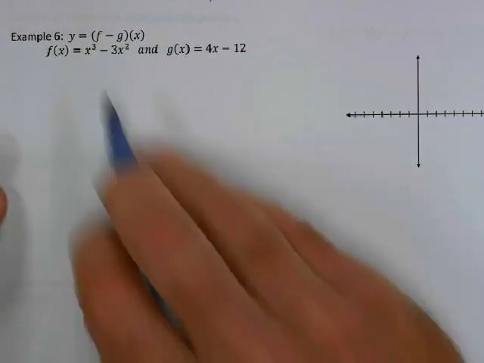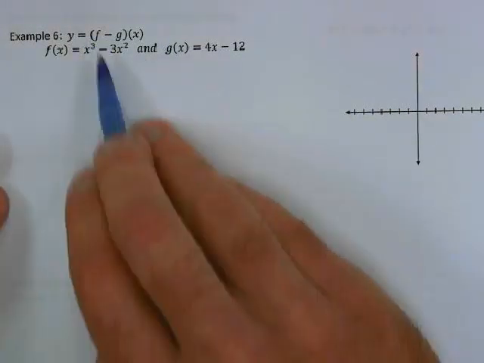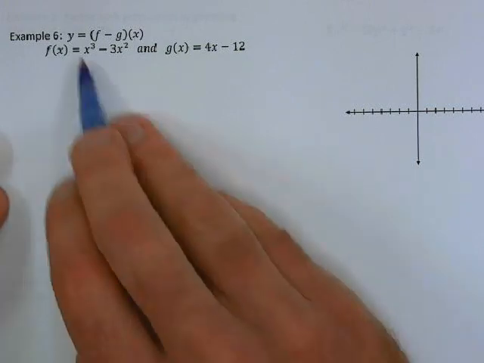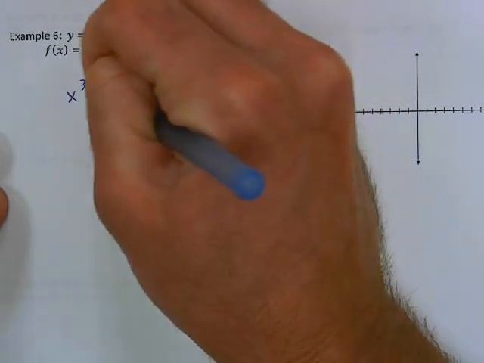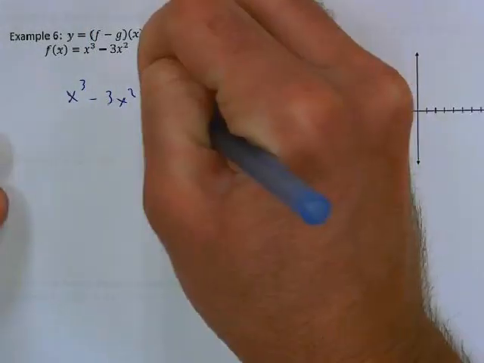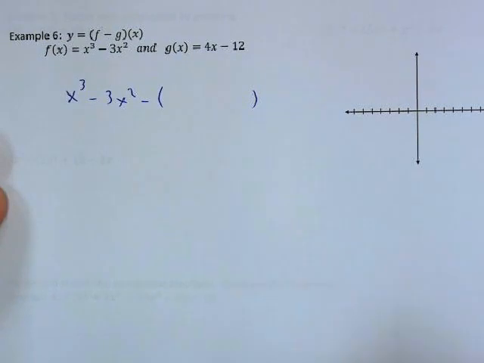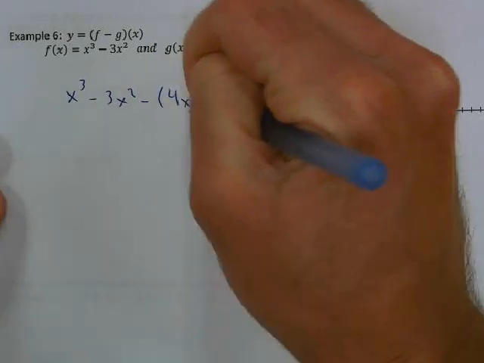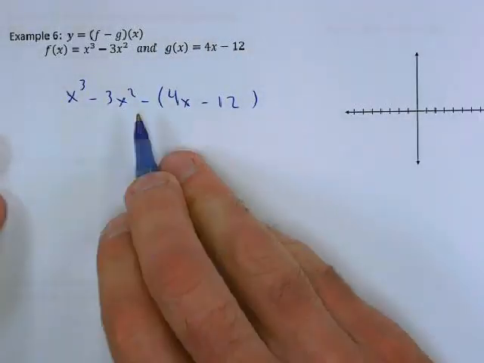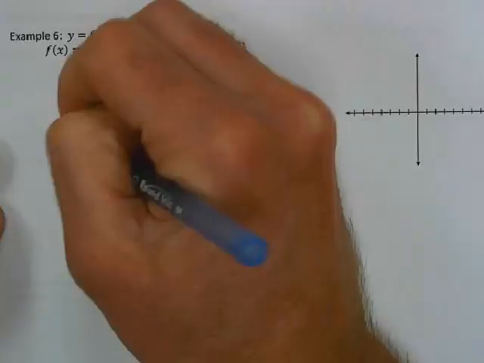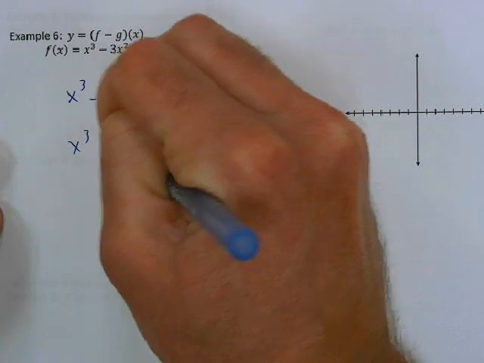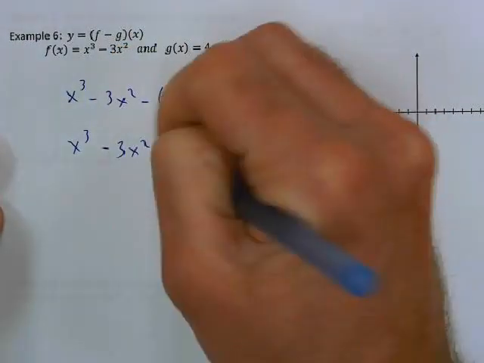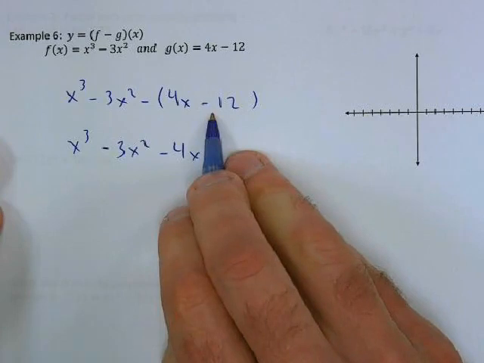Okay, so this time they want us to do f minus g of x, which is the same as f of x minus g of x. Well, f of x is this stuff here. So we got x cubed minus 3x squared. And then minus all of g of x. So don't forget to put it in parentheses because we will need to distribute this negative. Okay, and what is g of x? 4x minus 12. Okay, now first let's distribute that negative before we start factoring to get our actual four-term polynomial. So that's going to be x cubed minus 3x squared, and then minus 4x, and then minus negative 12, which is plus 12.